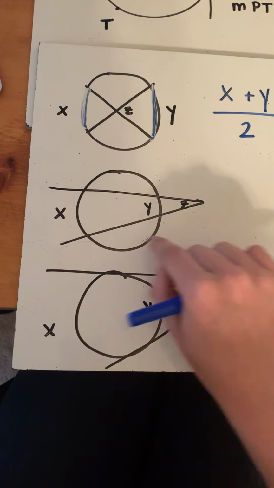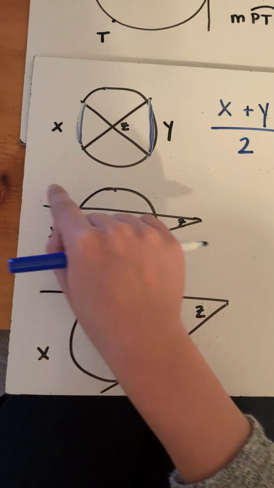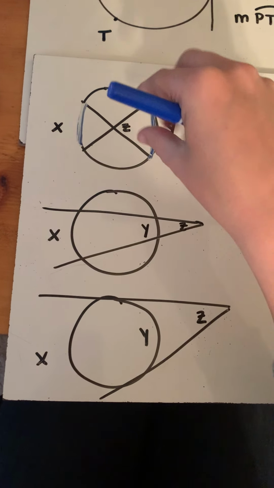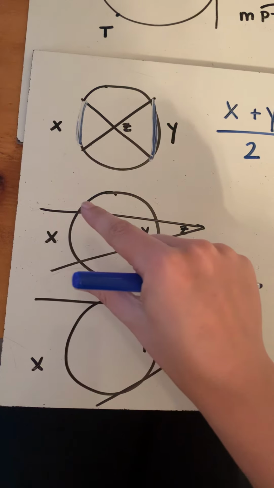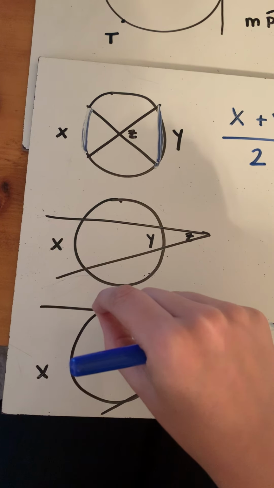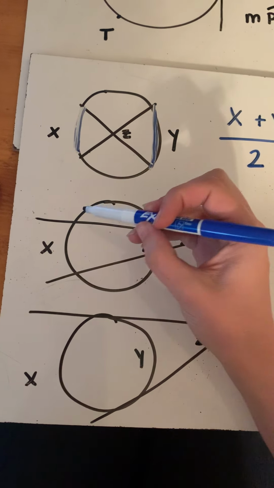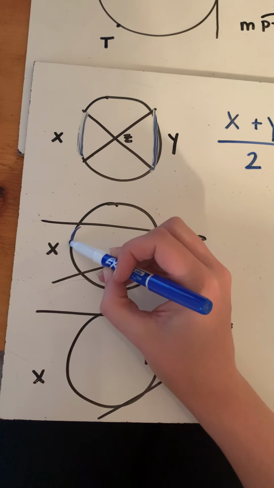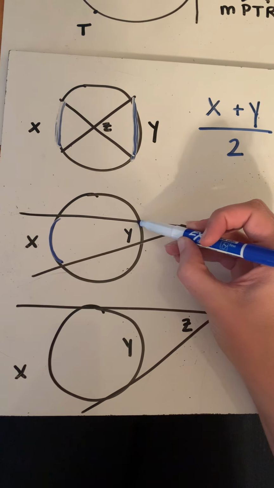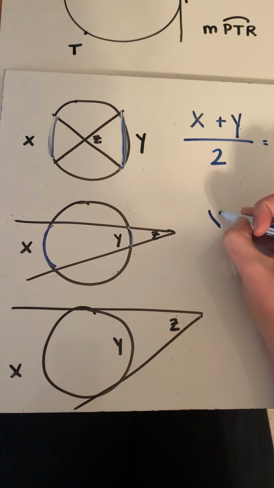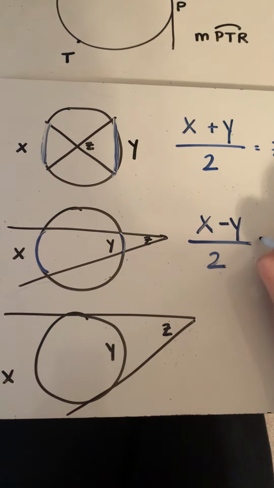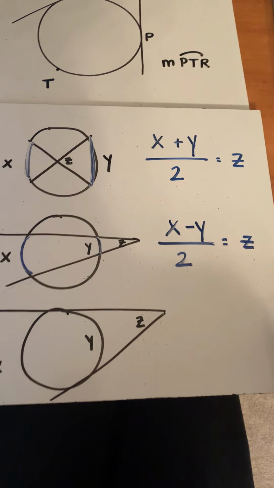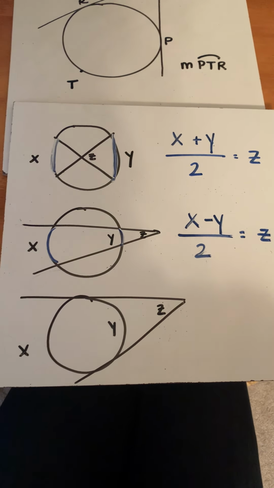This one is when you have two secant lines going through it. Instead of the X being within the circle, this X is on the outside of the circle here. You're still going to use those two arcs: the X that's enclosed by those two secant lines and the Y that's enclosed by those two secant lines. But this time, instead of adding, we're actually going to subtract those. So I'm gonna say the bigger arc X minus the smaller arc Y, divided by two, equals Z. Those are your secant lines.